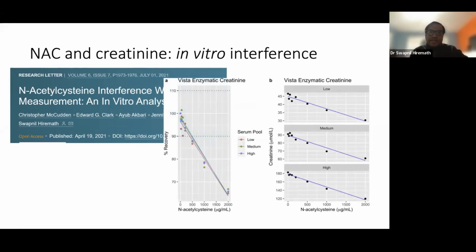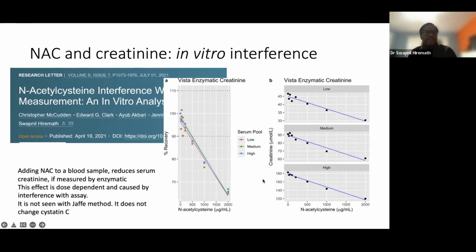In our test tube study, what we showed is that in the enzymatic assay, the more NAC we added, the more the creatinine decreased. Whether the creatinine was normal or slightly elevated or even more elevated, adding more and more NAC caused more and more decrease in creatinine. And this was not seen with cystatin C, and this was not seen with the Jaffe method. So there is something going on where N-acetylcysteine reduces creatinine if you measure it by the enzymatic reaction. It's just a lab artifact.